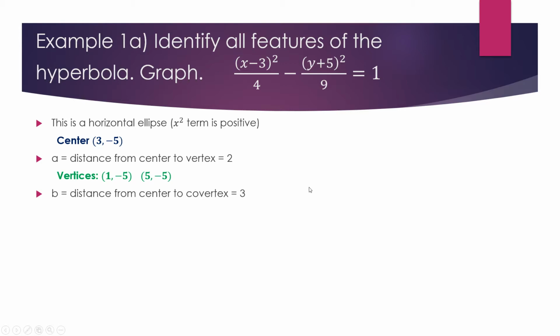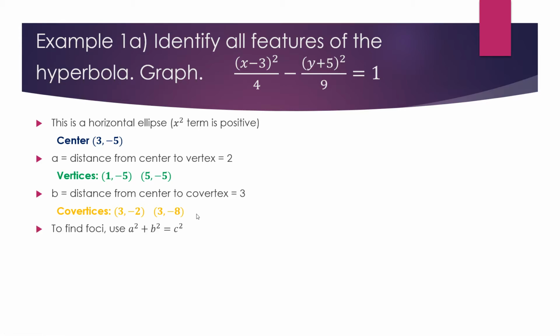B, the distance from the center to the co-vertices, is 3. Since b squared is 9, b has to equal 3. Our co-vertices in a horizontal hyperbola will be above and below the center. So 3 spaces above and below the point 3 comma negative 5 gives us 3 comma negative 2 and 3 comma negative 8 for our co-vertices.